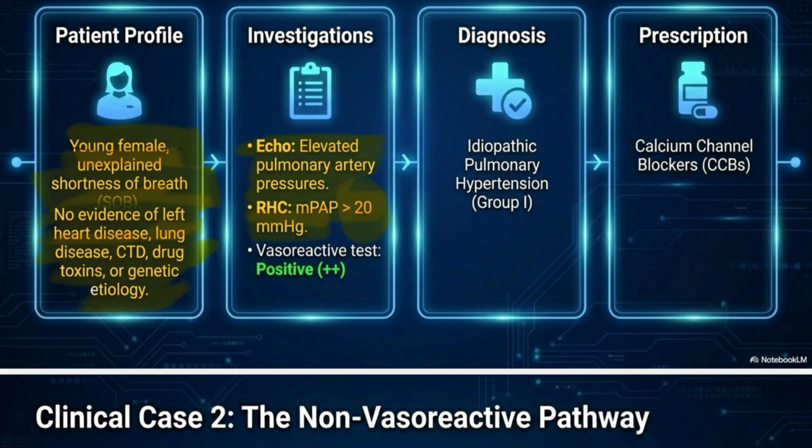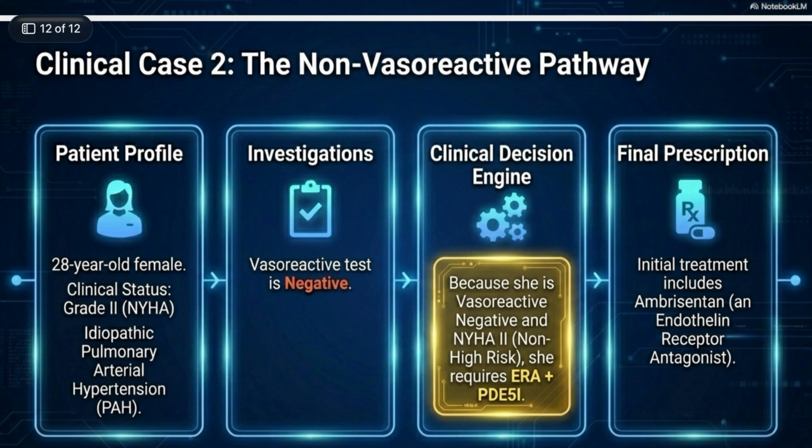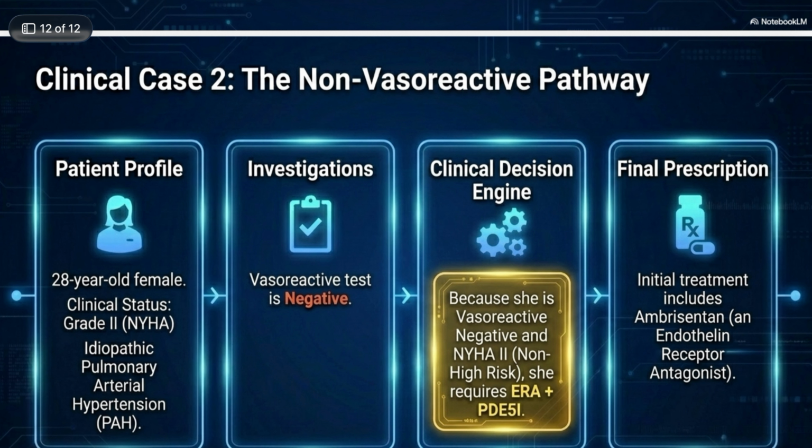So let's say vasoreactivity is positive and it's a green signal. Since I gave it as a green signal, girls and boys, you have to go with the treatment to impress that guy, not the other way around, as a doctor to the patient. Okay, let's take it as idiopathic pulmonary hypertension. It's a group 1, so there is only one treatment you have to proceed with, that is your CCBs.